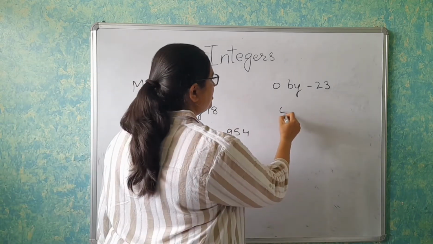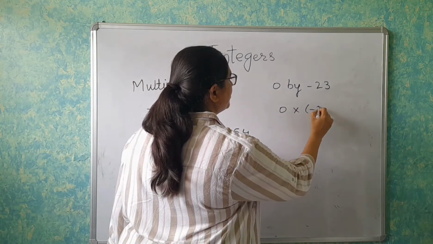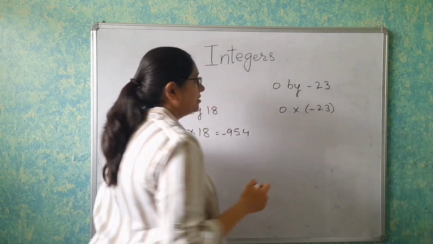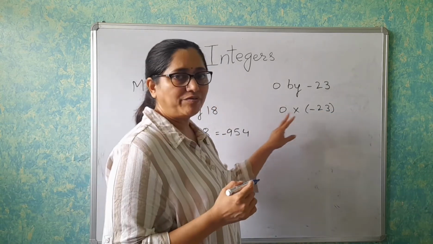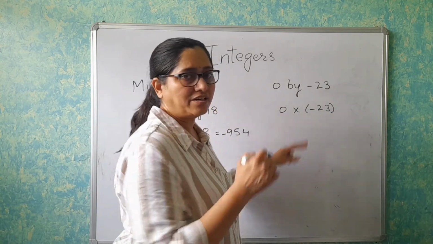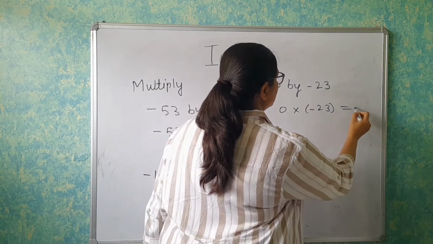Next, 0 by minus 23. As you know, whenever we multiply 0 with any integer, our answer is always 0.